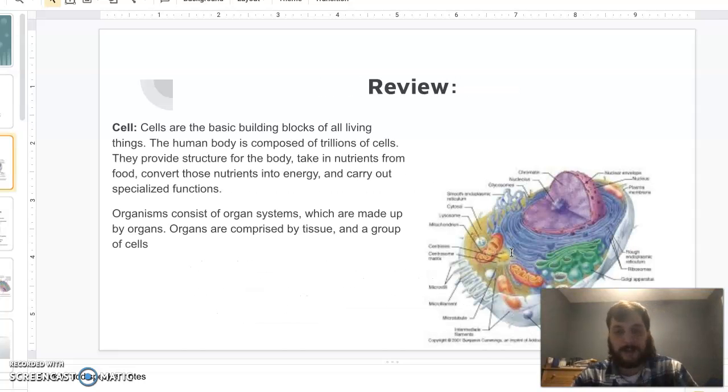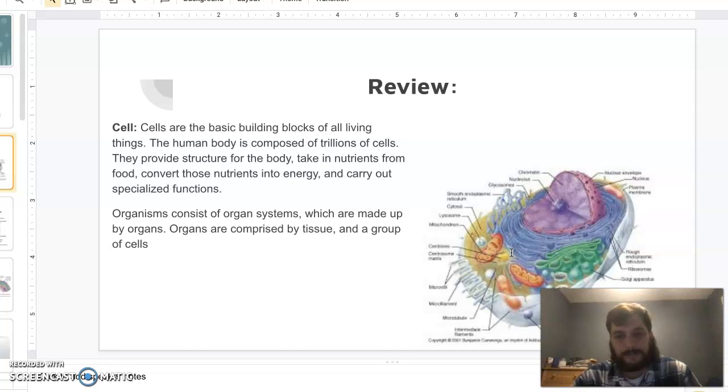So to review a little bit, last week we learned about what cells were. They're the basic building blocks of all living things. The human body is composed of trillions of cells. They provide structure for the human body. They take in nutrients from food and convert those nutrients into energy. And they carry out many more specialized functions. Those are just a couple of them.